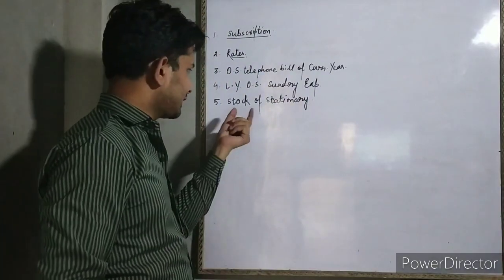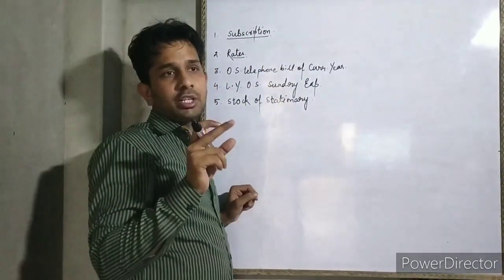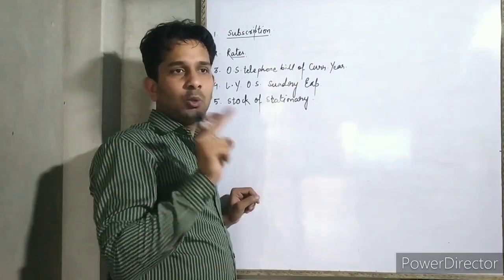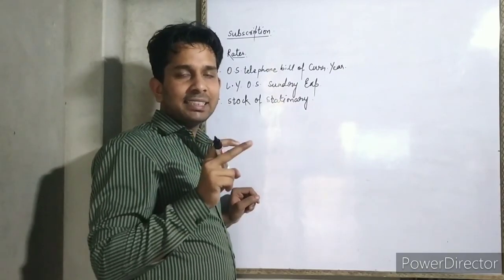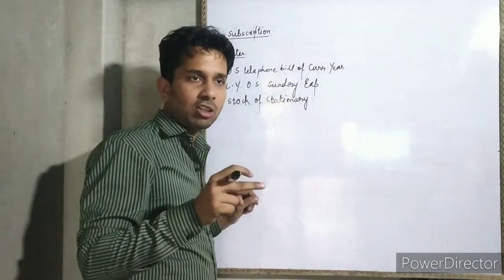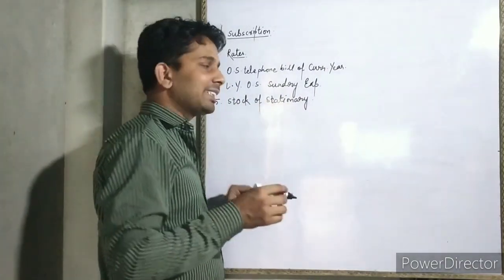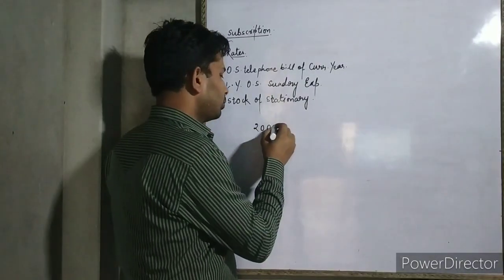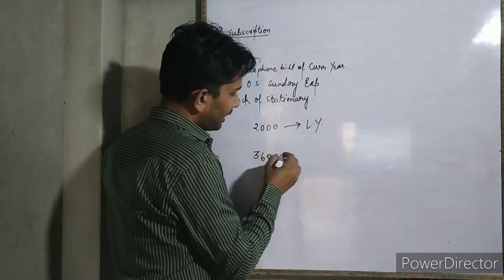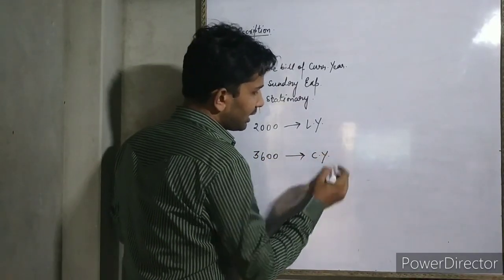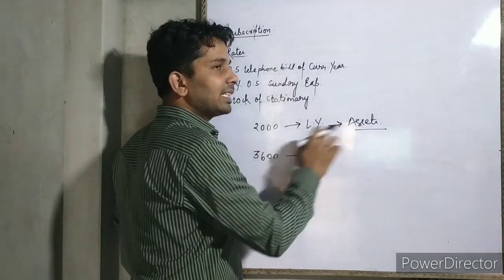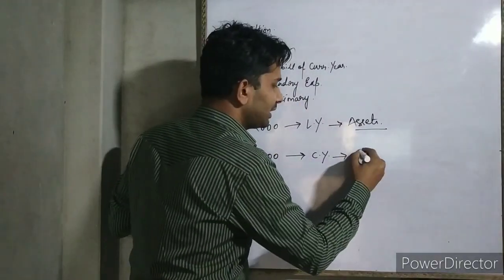Okay, next point is stock of stationery. I told you that in the question two types of stock of stationery are given: 2,000 rupees in the opening and 3,600 in the closing. Means last year it was 2,000 rupees of stock and in the current year it is 3,600 of stock. So 2,000 for last year and 3,600 for the current year. Both will be in assets. The last year's will be in the last year balance sheet, and the current year's will be in the current year balance sheet.